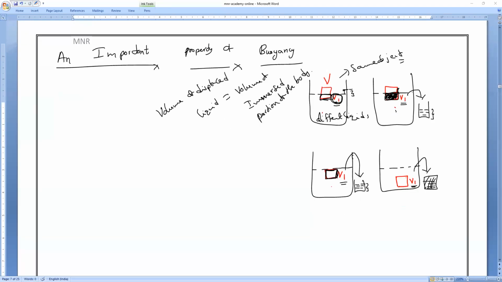So what I'm saying, everybody, the volume of the liquid displaced is equal to the volume of the immersed portion of the body. Now you all tell me, everyone. Suppose the body keeps on immersing. For example, I'm taking again 3 beakers. This is a very important question.